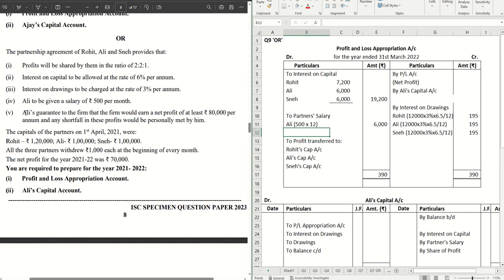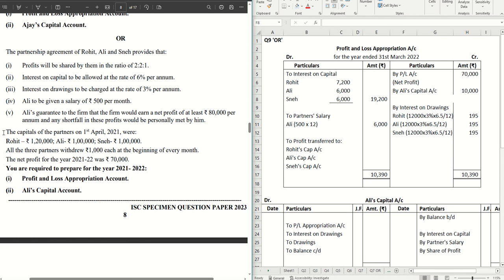This is important. Ali guarantees to the firm that the firm would earn a profit of at least 80,000 per annum, and any shortfall in these profits would be personally met by him. Now let's see how much profit the firm made. The profit for the year was 70,000, so there is a shortfall of 10,000 that will be met by Ali. So 70,000 we write against the P&L account, and by Ali's capital account we write the shortfall, which is 10,000, borne by him. So this one is done as well.